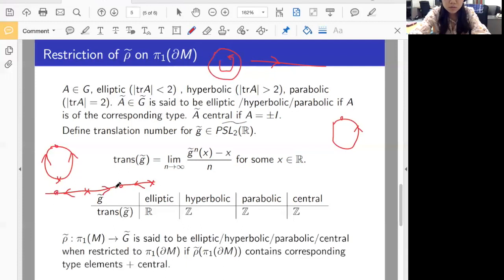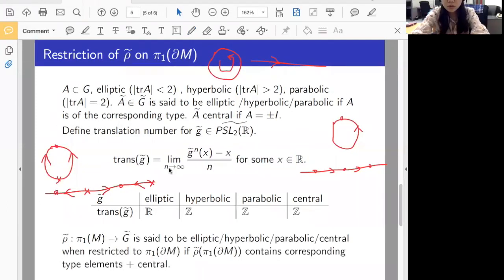The circles and crosses could be translated. And parabolic, so a parabolic element of PSL2R tilde acts on the real line. And these circles could also be translated. And finally, central elements of PSL2R tilde are just integer translations.